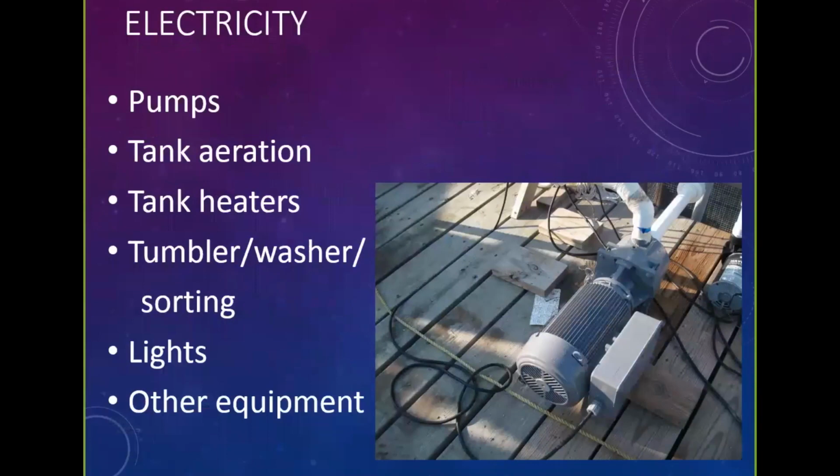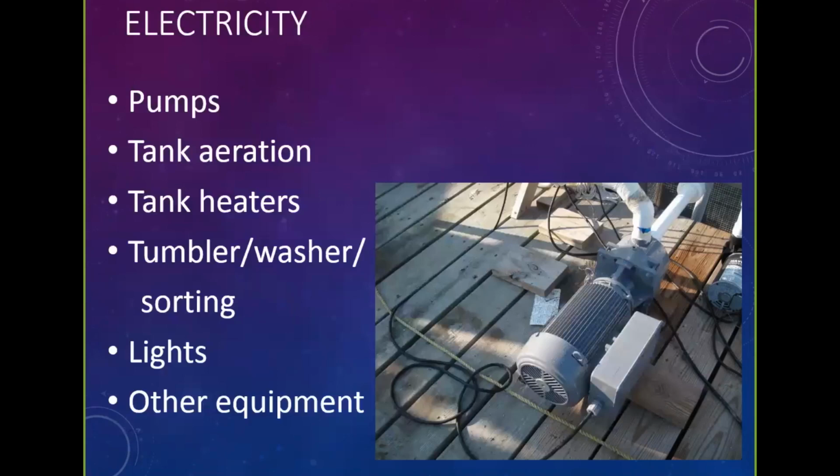Okay, electricity. You've got pumps, you've got aerators, you've got heaters for water in tanks sometimes, you've got equipment to handle nets and tumblers and washers and fingerlings, lights, other equipment. Electricity really adds up. You might be able to find other ways to reduce your electricity costs, such as looking at solar or wind options, depending on where you're at. Lots of times you can find grants to help you put in these types of items to help reduce your electricity cost.